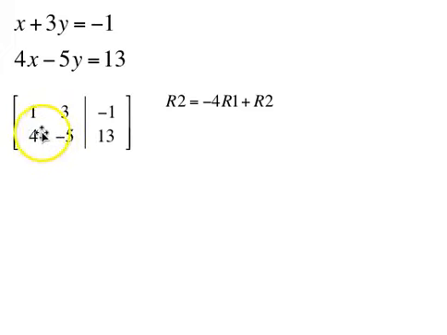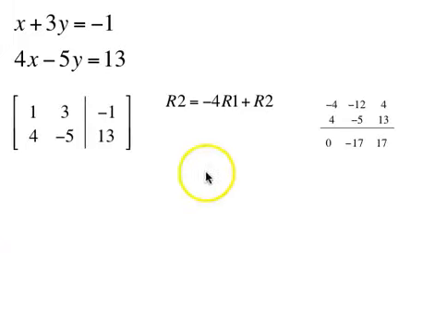That's our goal. Now -4 times row 1: -4 times 1 is -4, -4 times 3 is -12, -4 times -1 is +4. We're going to add that to row 2, which is 4, -5, 13. -4 plus 4 is 0 as we want. -12 plus -5 is -17. 4 plus 13 is 17. So this becomes my new row 2.